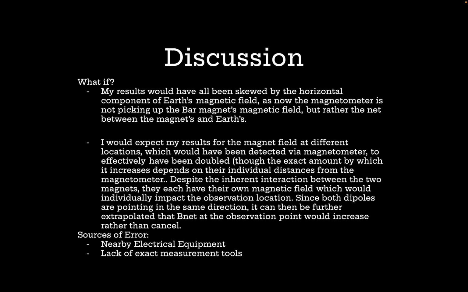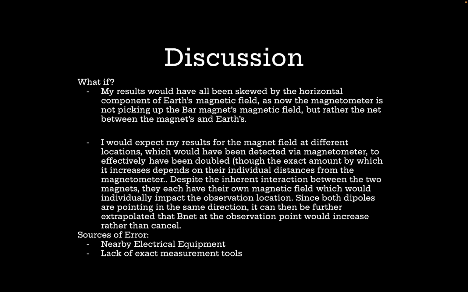And I would say that if we had done this experiment again, and in this case, instead of having a singular bar magnet, we now had 2 connected bar magnets, I would actually expect my magnetic field to increase, specifically its impact on our observation location. And the reason for this is mostly because, while both of them interact with each other, each dipole has its own magnetic field, meaning that both of them have the capability to act on the observation location regardless.